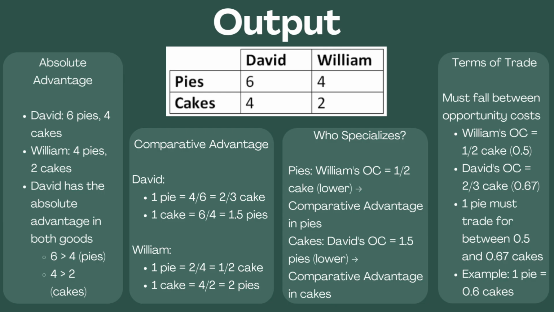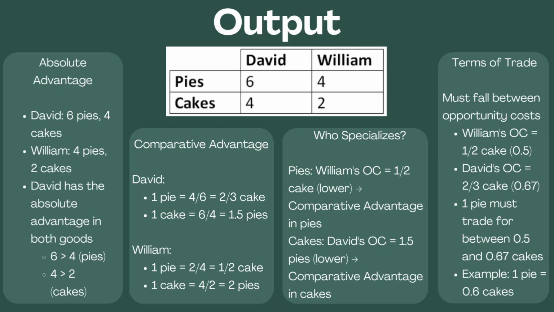To find who has the comparative advantage in pies, we compare the opportunity cost of producing pies. This is done by using the trick "output other over." In this case, William's cost is lower, so William has the comparative advantage in pies. For cakes, David's opportunity cost is lower, so David has the comparative advantage in cakes. This means William should specialize in pies and David should specialize in cakes.